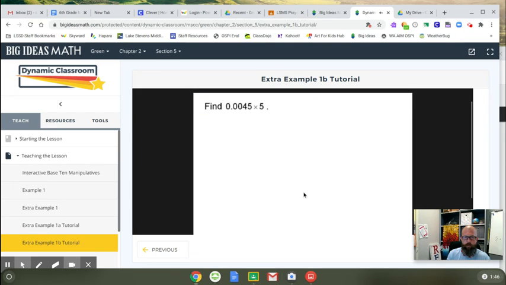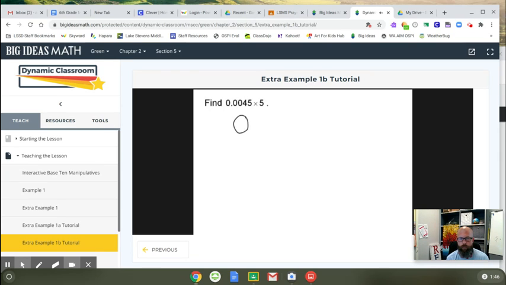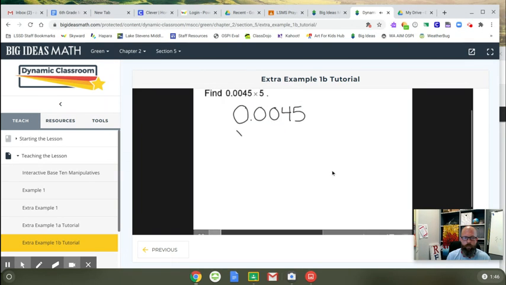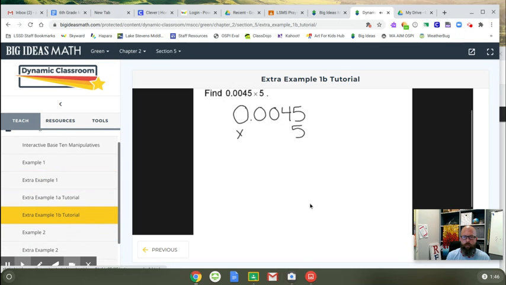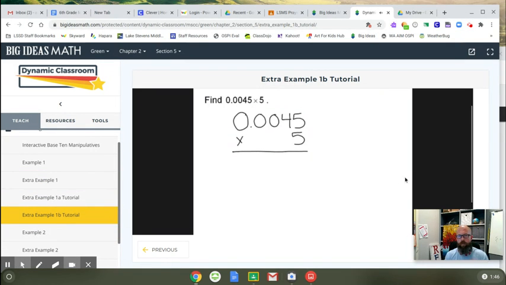Find 45 10,000ths times 5. First, let's write the multiplication vertically. We have 45 10,000ths times 5. Remember, don't line up the dot. When you multiply a decimal times a whole number, you treat it as if you're multiplying two whole numbers. So multiply 45 times 5.